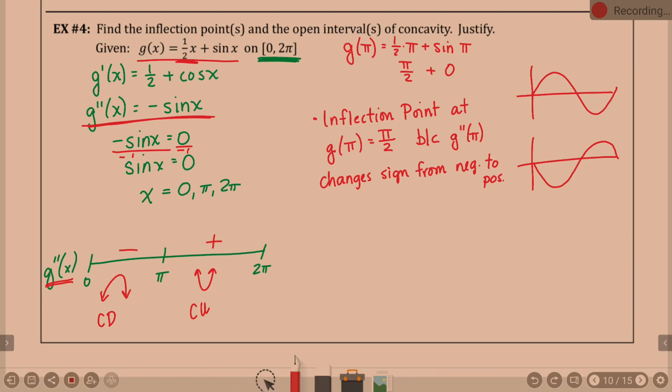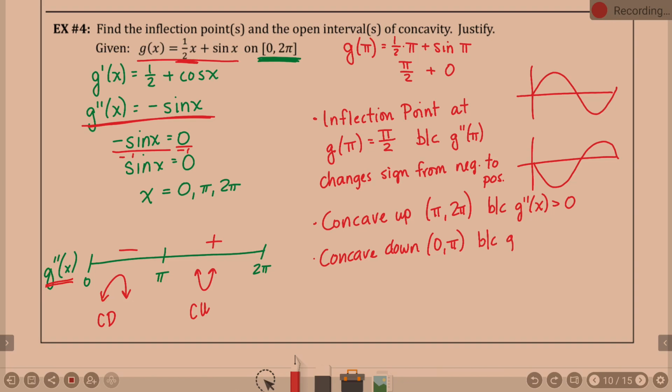What about concavity? Concave up is pi to 2 pi. Concave up from pi to 2 pi. And that's concave up because g double prime of x is greater than 0, so the second derivative is positive. And concave down, 0 to pi, because the second derivative is less than 0.